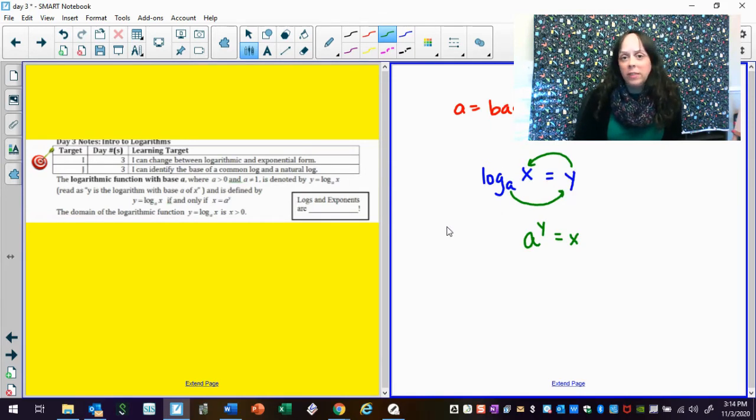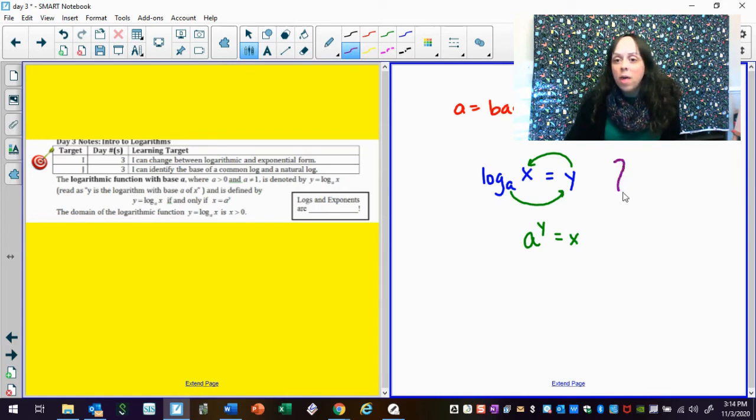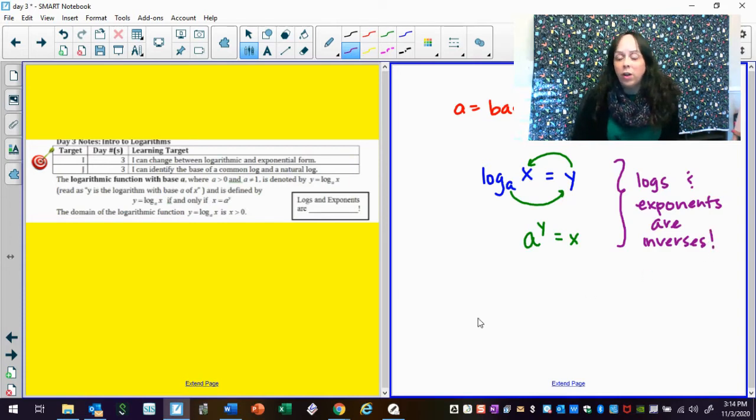And we're going to do a bunch of examples today. You'll get the hang of it super fast. It just takes a little bit of practice, okay? It's important for you to know that logs and exponents, logs and powers, are inverses. They are inverses of each other.